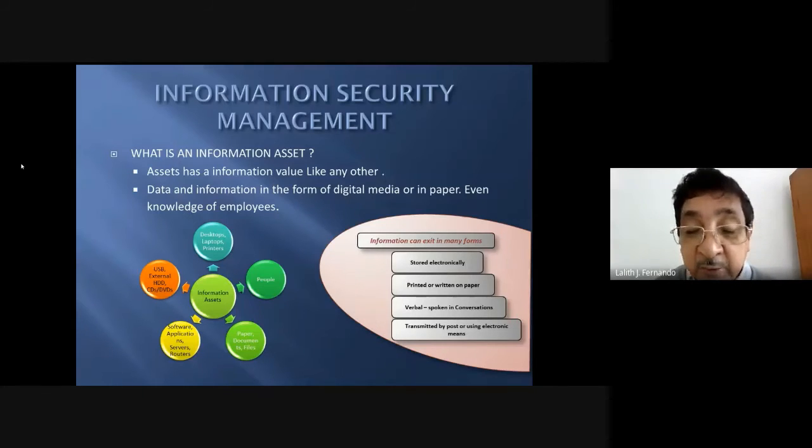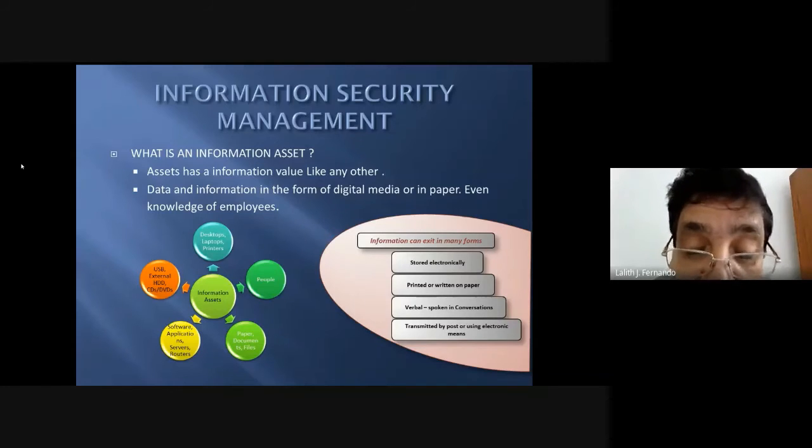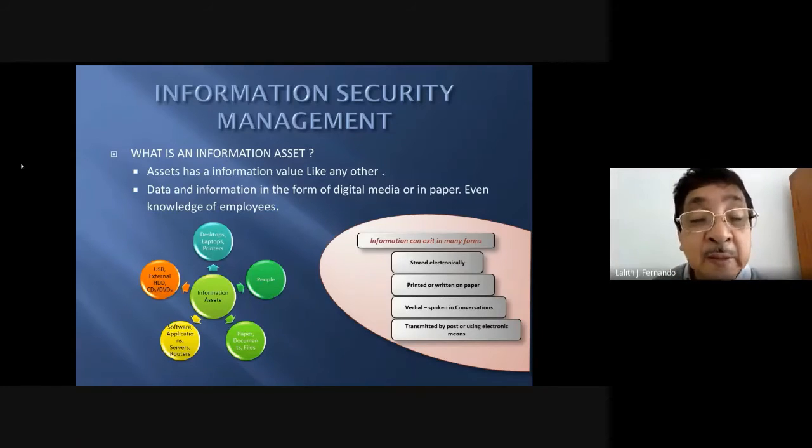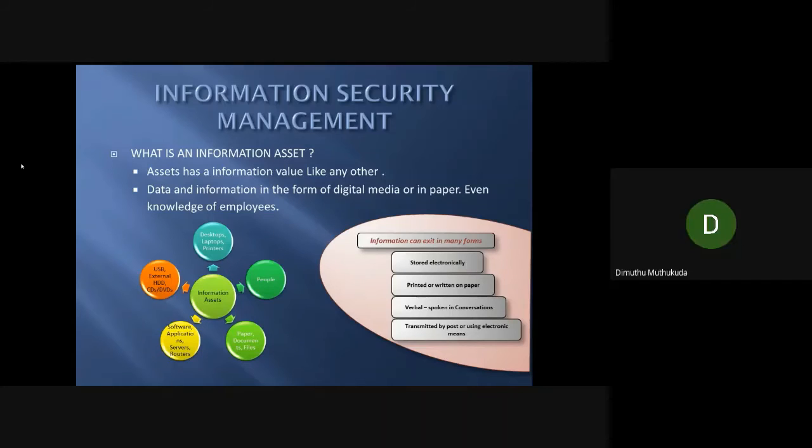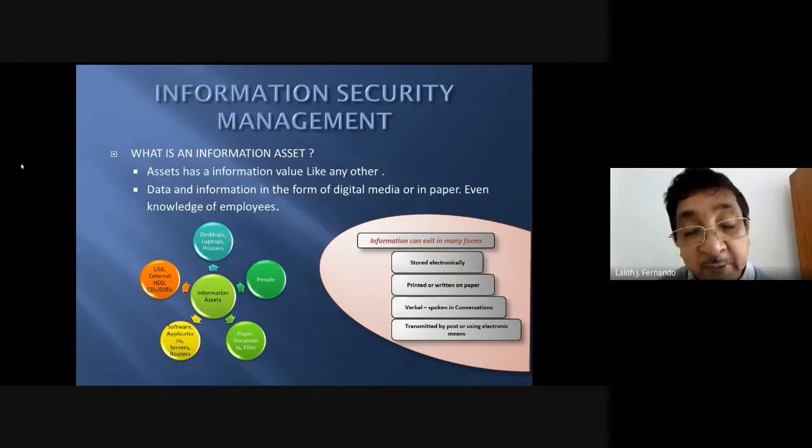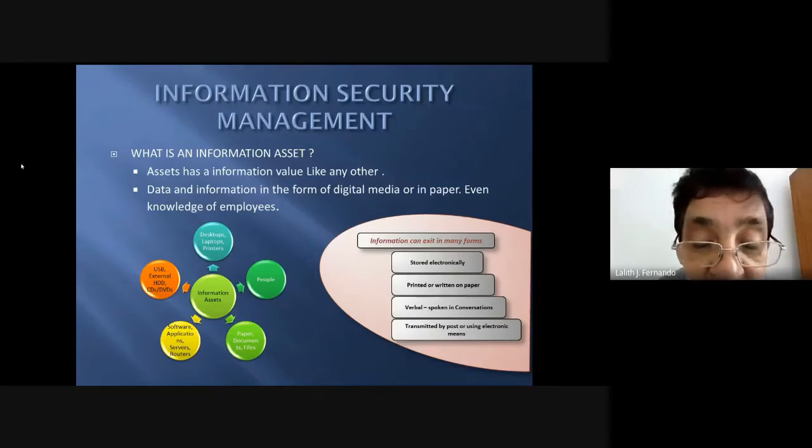Now, as you ask the question about IT management and IT business continuity, in the case of business continuity, IT systems and all should be in a situation where you can continue the operations. That is the aspect which we look at when we deal with the business continuity management plan, right? But information security management is a separate task. It is not included in business continuity management. That's the question you asked.